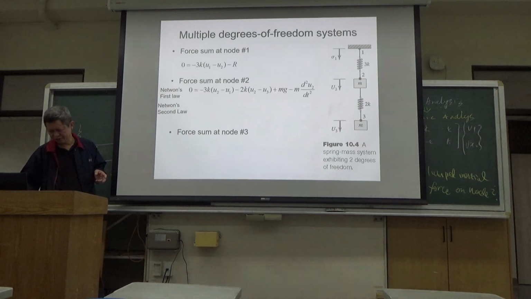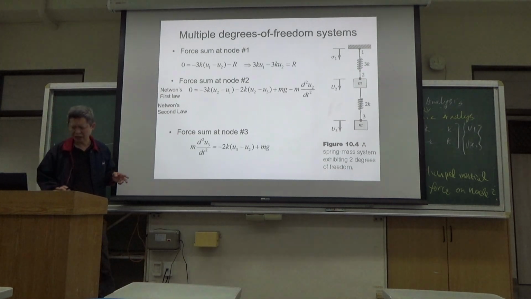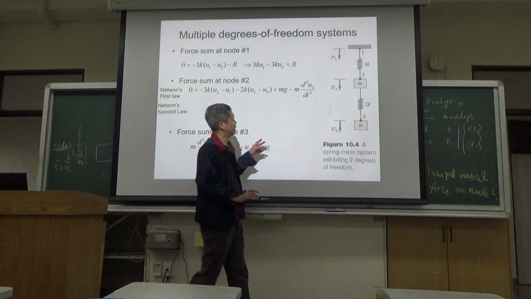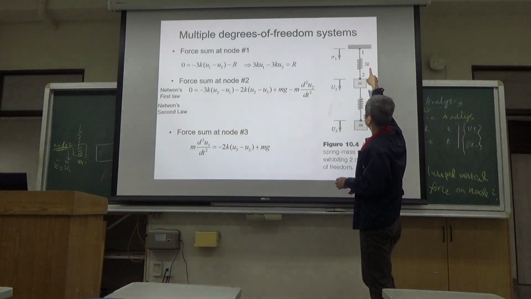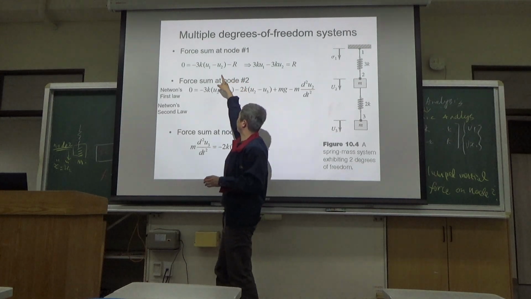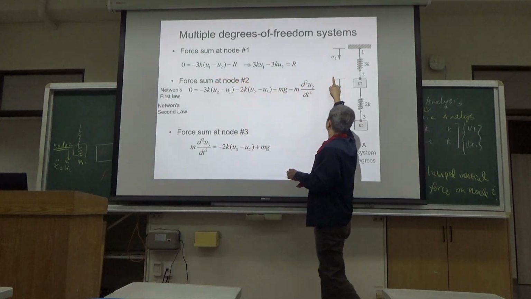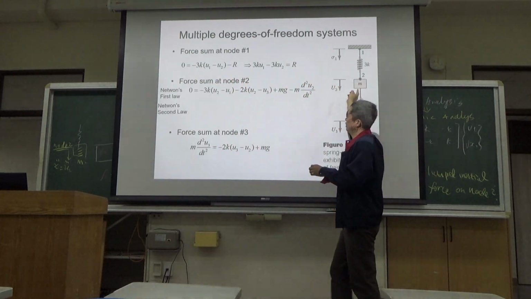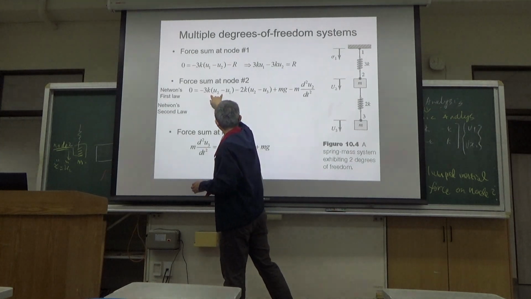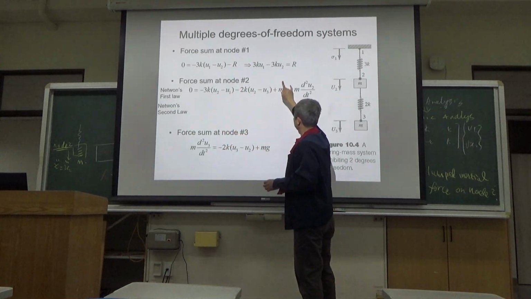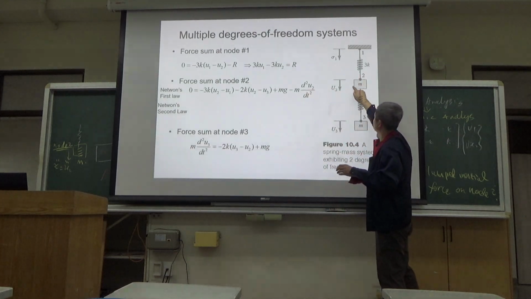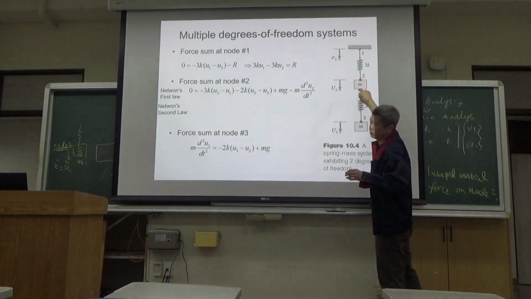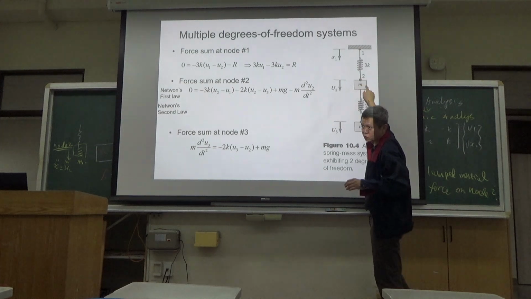Okay, if you have multiple nodes, how do you do the solutions? You have to do the force sum on each node. On node 1, there is a spring force balance with the reaction. On node 2, there is a spring force coming from the top spring and bottom spring, balanced with the weight and balanced with the inertial force due to the mass of node 2.